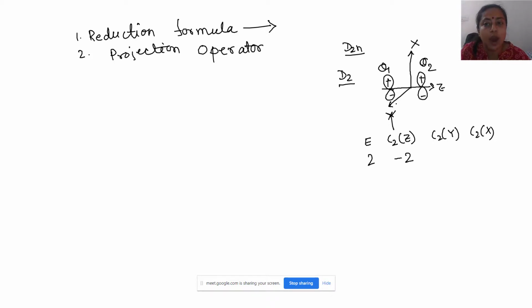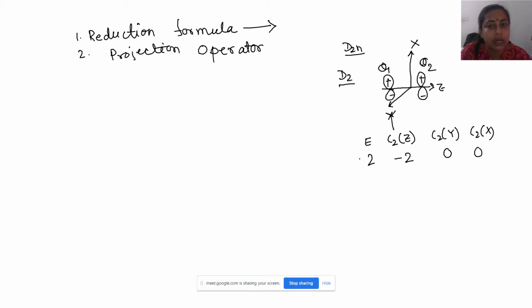Under C2(y), my phi 1 is being transformed as minus phi 2, and phi 2 as minus phi 1. So they have shifted their position, so their character should be 0. Similarly, for x, phi 1 is being transformed as phi 2 and phi 2 as phi 1. So they are not unshifted, so the contribution is going to be 0.